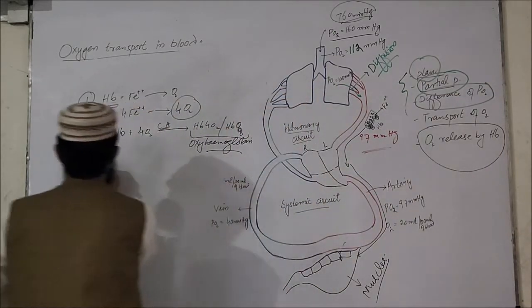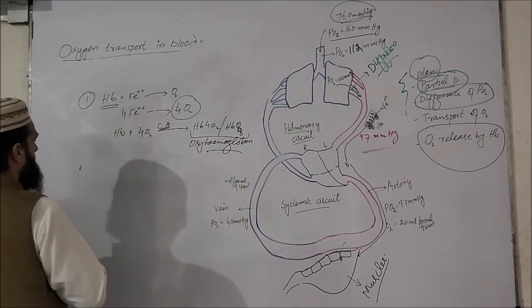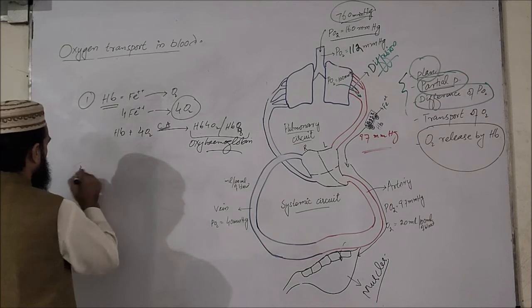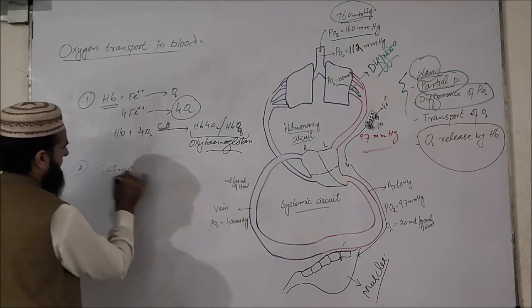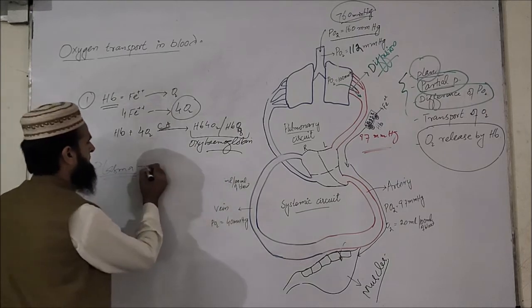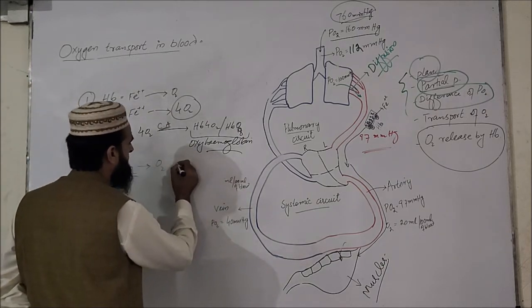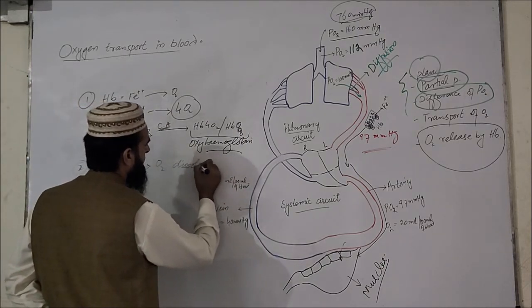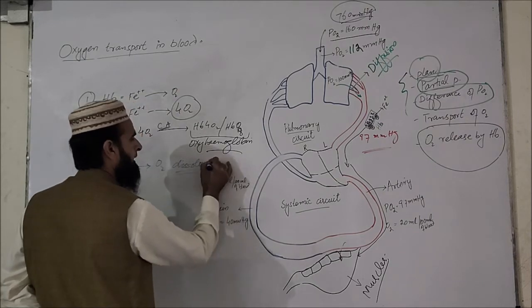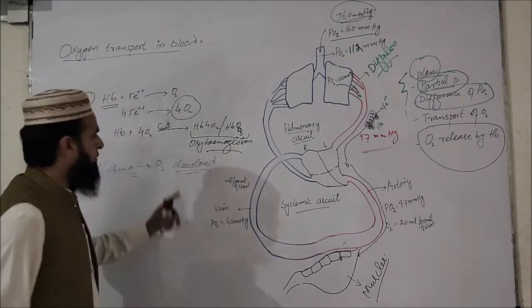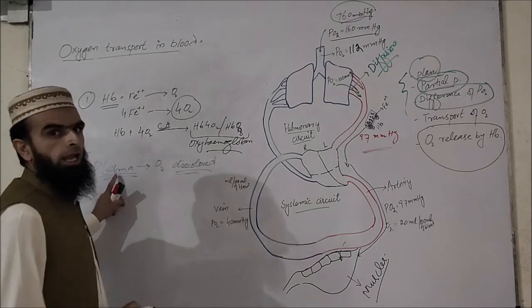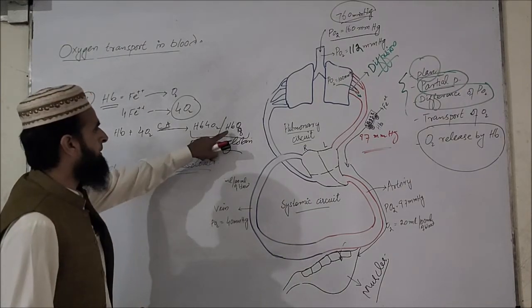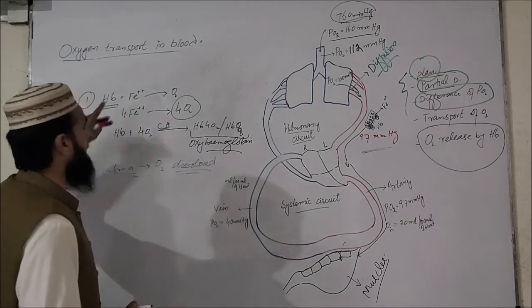Another thing is the plasma. What does the plasma do? Plasma is the fluid part of the blood, and it takes up oxygen in dissolved form. About 2 to 3% of the oxygen is dissolved in plasma, and 97 to 98% of the oxygen is taken up by the hemoglobin.